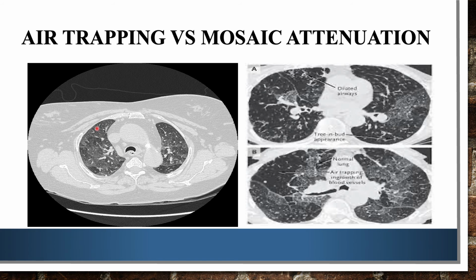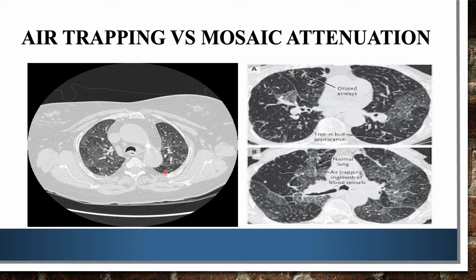So here you can see that there are certain areas of air trapping. Look closely and you would see dilated airways. You can also see tree in bud. You may see air trapping. So air trapping with dilated airways with some tree in bud.